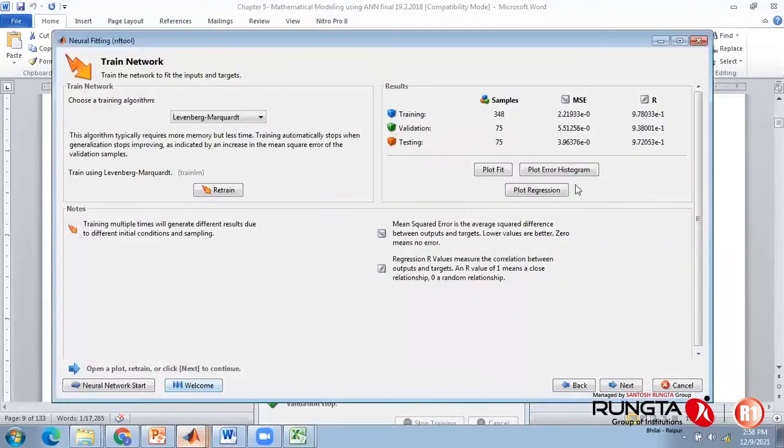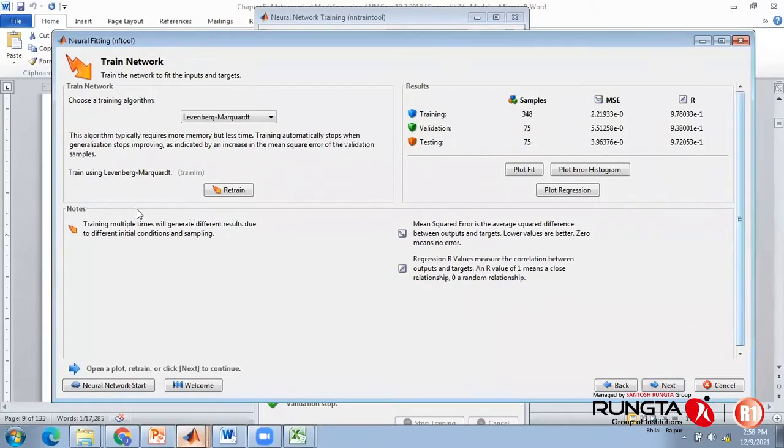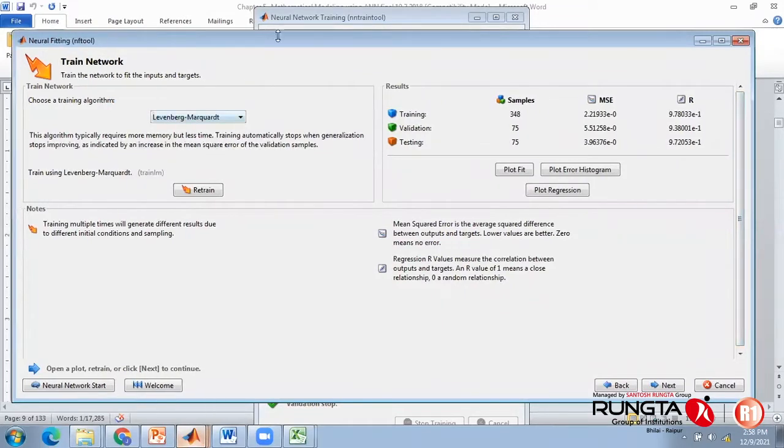So now we'll check the MSE: 2.21, 5.51, 3.96, and R: 0.97, 0.93, 0.97. It looks okay, not a problem. Does it mean that this is the final solution? Can I not fetch a better result than this?